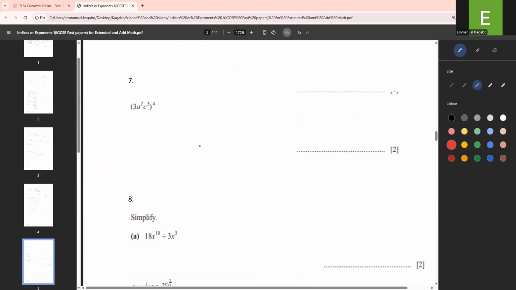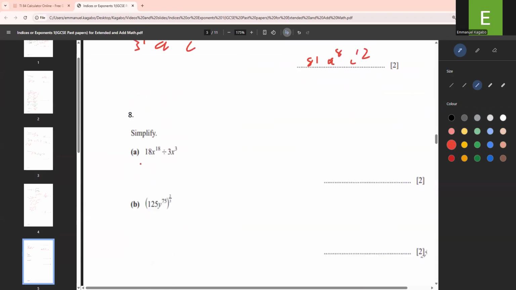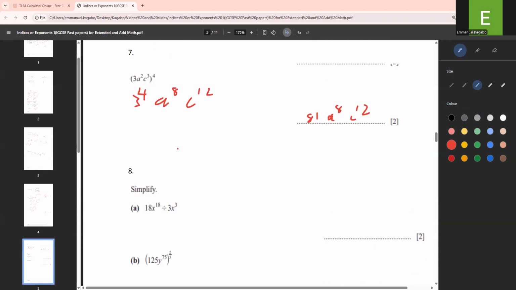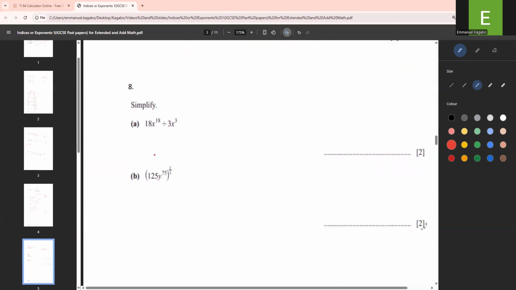Very good. Now, what about here? This is 3 power 4, a power 8, c power 12. What is 3 power 4? That is 3 times 3 times 3 times 3, that's 81, guys, okay? Then a power 4, and then c power 12, okay? Very good. What about this one? Good. I've moved fast, but you can pause the video and try the question, okay?